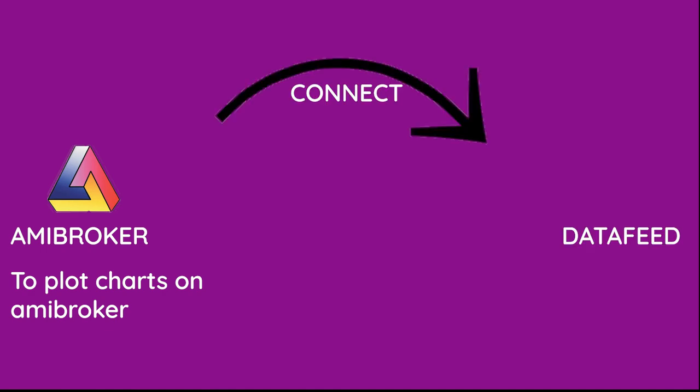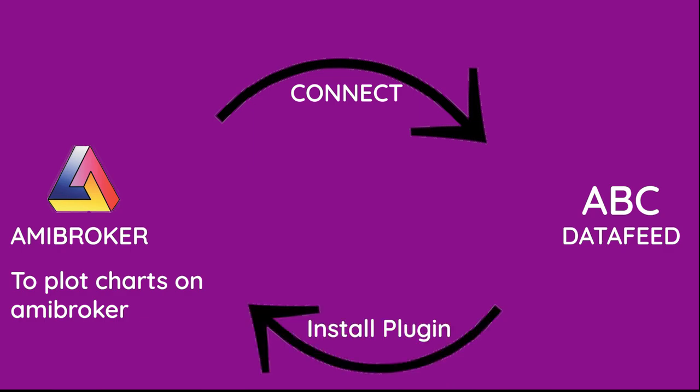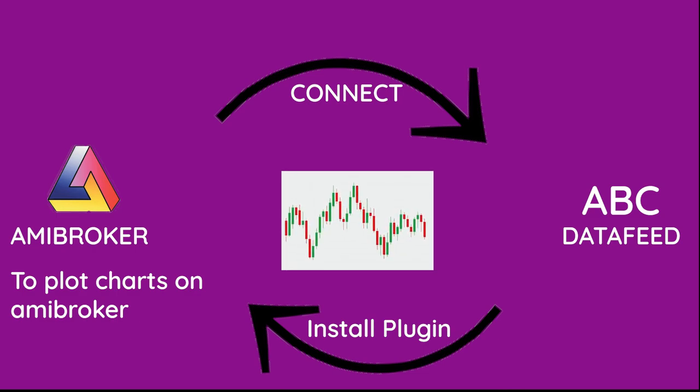So assume this is an Amibroker in your Windows OS. Now to plot charts on this particular Amibroker, you will have to connect it with a data feed. So let us say this is a data feed named ABC. You take the subscription of this data feed. The data feed vendors will install a plugin in your machine, and this plugin will broadcast data into your Amibroker. Now because of the broadcasting of data, Amibroker will then start plotting these kind of charts on which you can analyze and backtest your strategies.